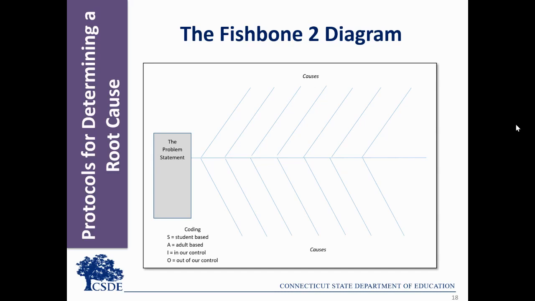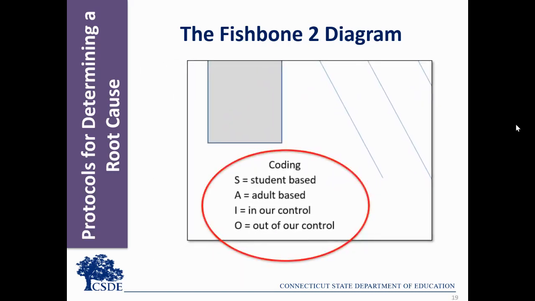The toolkit includes Fishbone 2 diagram, a more simple diagram focused on the causes without looking at the factors. This diagram also begins with a problem statement that has been determined through gathering and analyzing data. The team then records the causes. After recording possible causes, the team then codes the causes to sort them and be able to determine the causes that will be actionable and have impact on improvement.